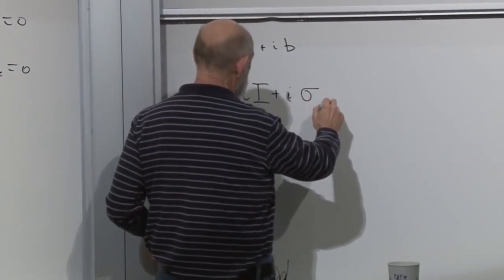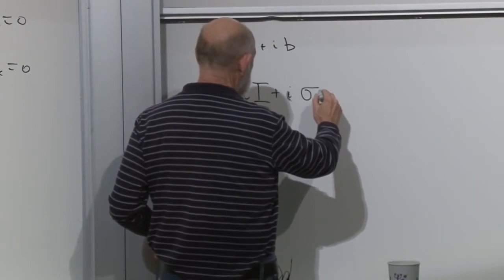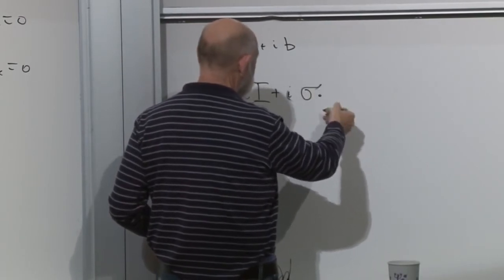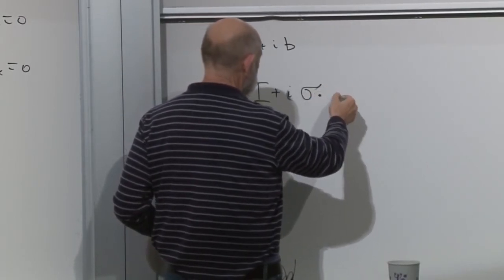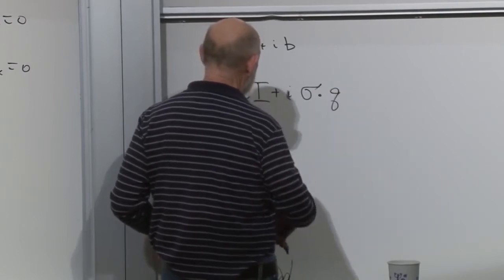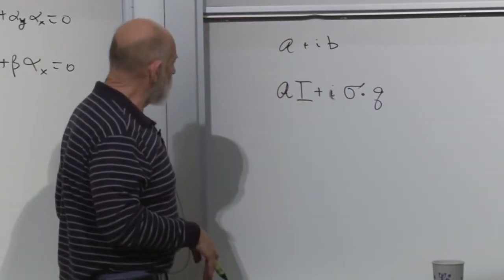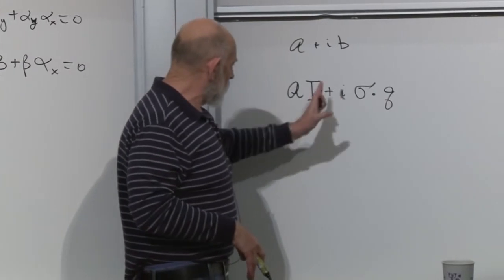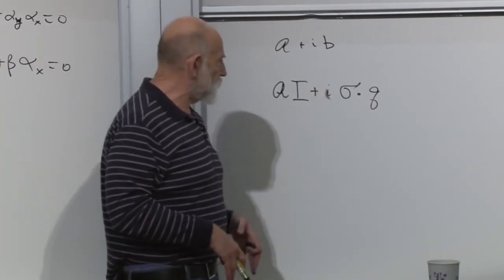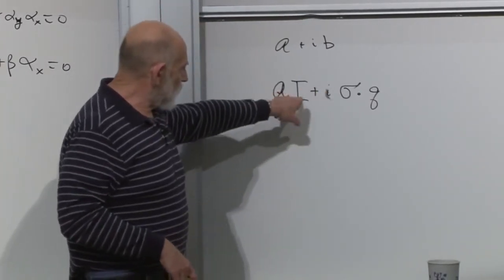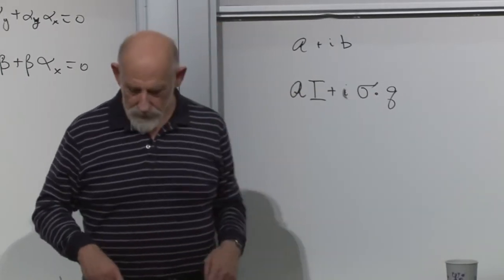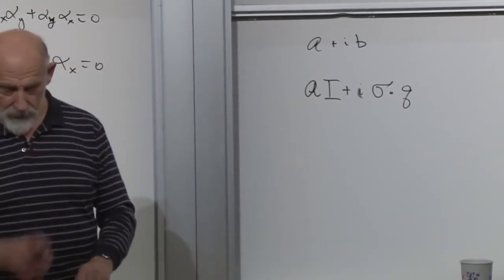Sigma dot some vector, I don't know, Q, a vector. Everything can be written as a linear combination of the 2x2 matrices. Things represented like this are called quaternions, but it's not going to play any role in what we're doing.